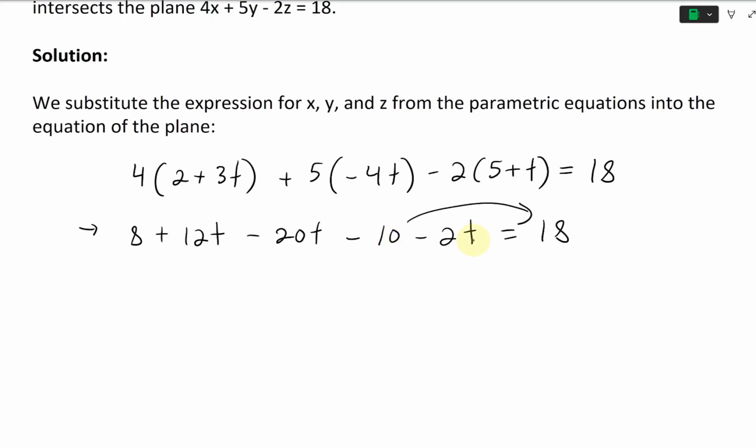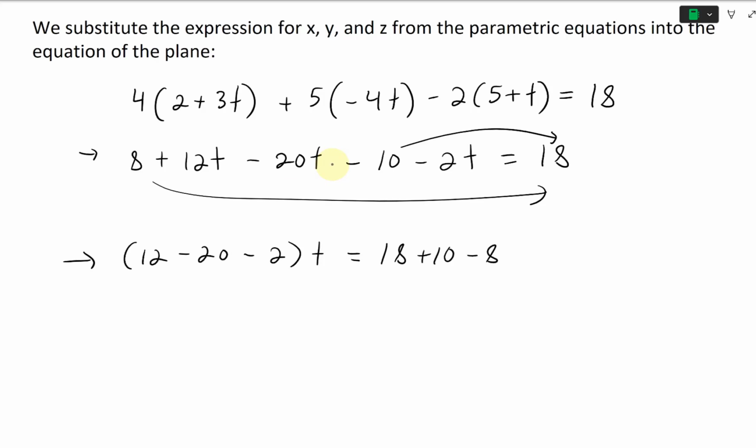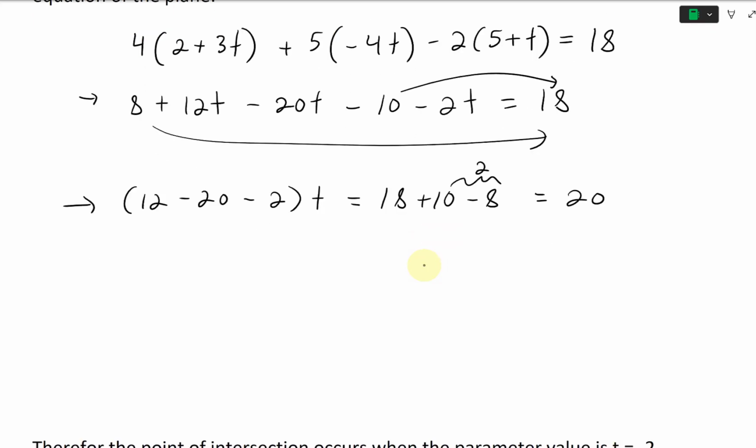Let's move everything over to the other side and then combine all the like terms. So I'll move this over to this side and this over to there. Now we're going to add up these like terms. We're going to get 12 minus 20 minus 2t equals 18 plus 10 minus 8. In other words, 10 minus 8 is 2. Then 18 plus 2, this whole thing is going to equal 20. So that's going to be 20 there.